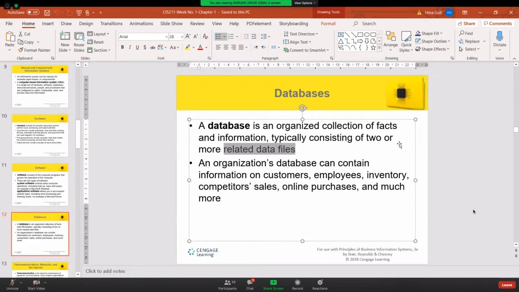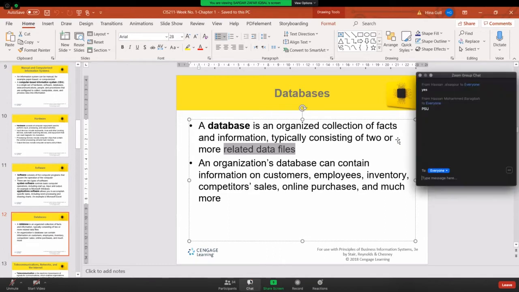Okay, give me some examples for the database. Can I answer, teacher? Yes, sure. I think like students' names in some university or school. Let's say names.